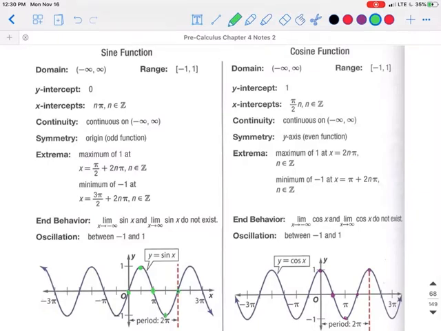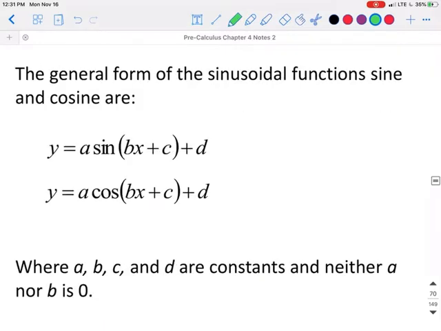For cosine, instead of starting at 0, 0, it starts at its high point at 0, 1. It will also change every pi over 2 for its interval. So after pi over 2 it's at the middle, the next pi over 2 it's at the low point, the next pi over 2 it's at the middle again, and then the next pi over 2 it is back at its high point.